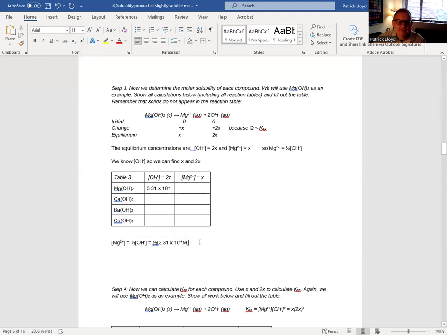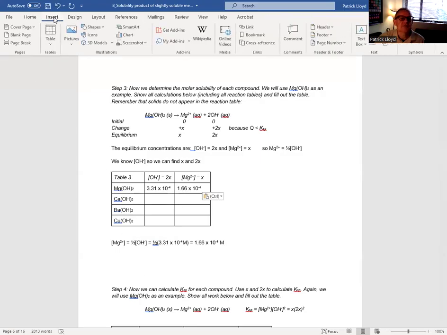Okay, so 1/2 times that. And so that comes out to approximately 1.66 times 10 to the minus 4 molar. Okay, so superscript that. And now we've got our magnesium concentration. So there we go. There's our two concentrations.